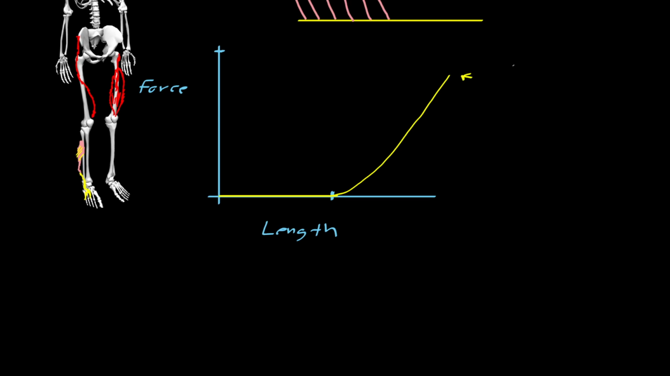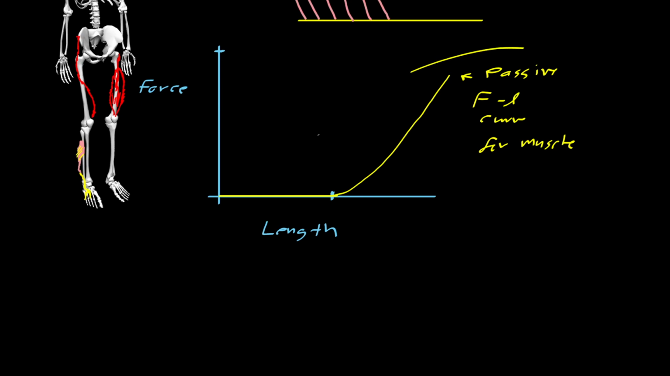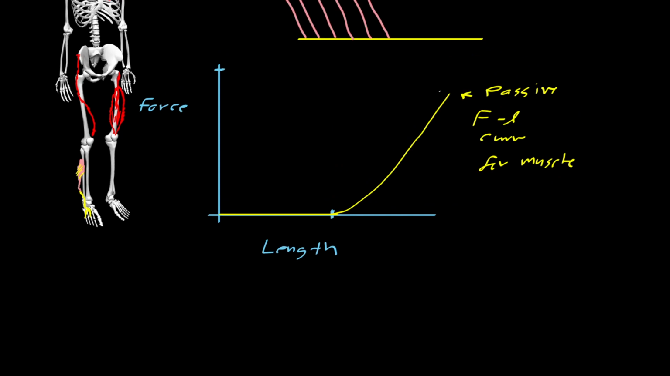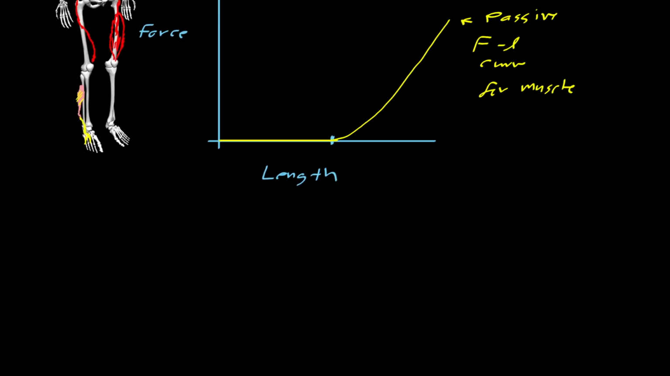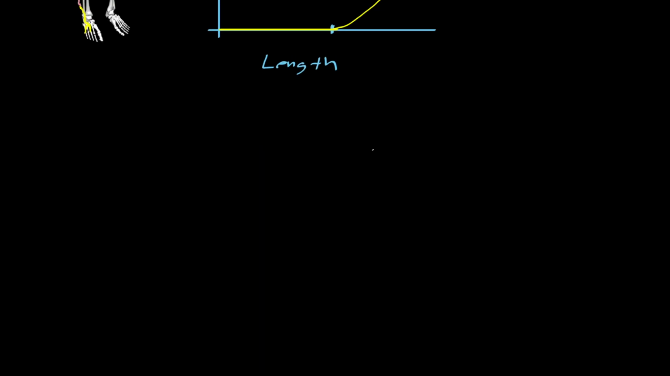So this is the passive force length curve for muscle. And we'll just keep this in the back of our minds. So when you're stretching out after a workout or when you're doing yoga, you're working against this passive property of muscle because you're presumably not activating your muscles when you're doing that. So that's not particularly interesting.